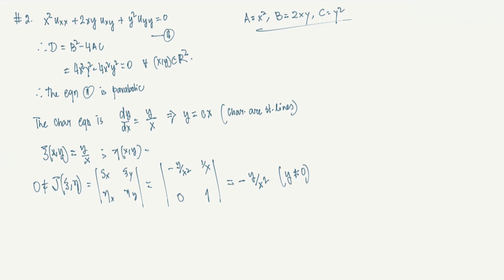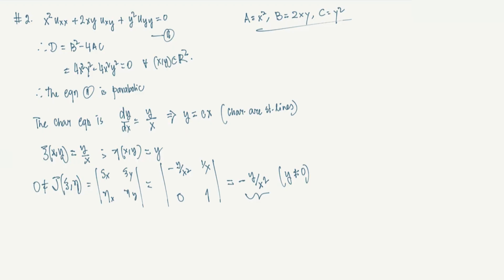So this is the transformation: xi equals y by x and eta equals y. And the Jacobian is not 0. You do realize this can be 0 if y is 0. So in the region where y is not 0, this transformation works.